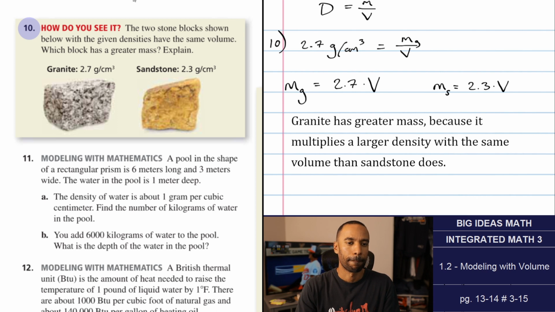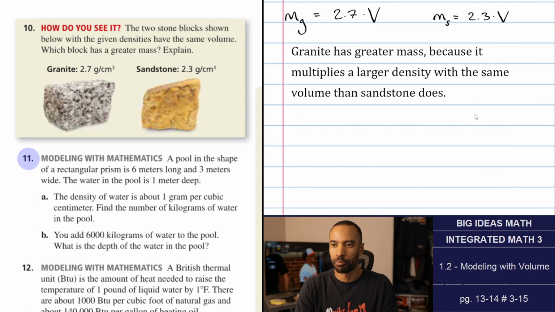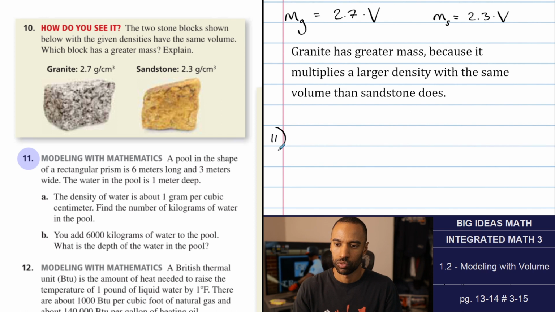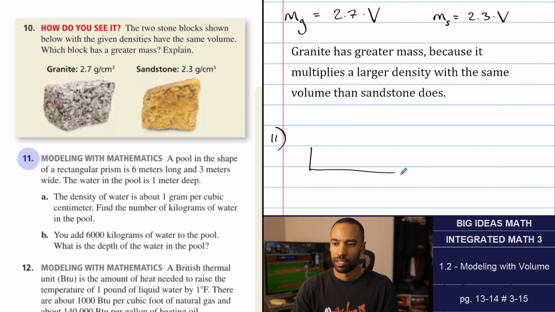Number 11. A pool in the shape of a rectangular prism is 6 meters long and 3 meters wide. The water in the pool is 1 meter deep. So we have a 6 meters long, 3 meters wide, 1 meter deep pool. At least the water is 1 meter deep.